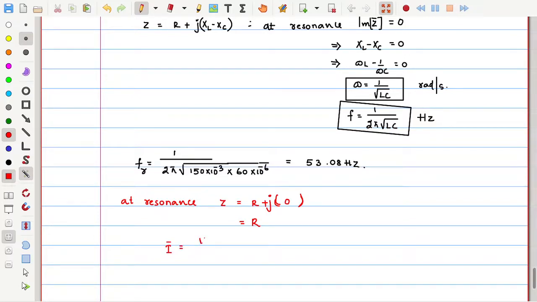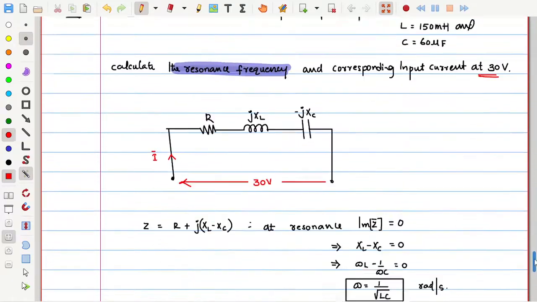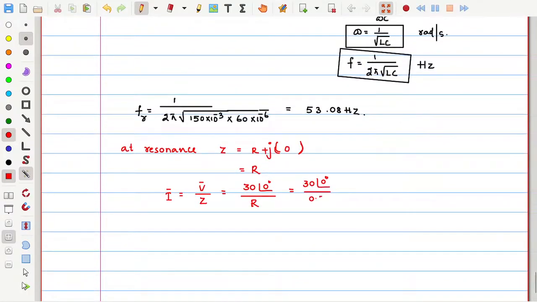Now, how much is the current? Current can be calculated as V by Z. V is simply 30 at an angle 0. If the angle is not given, that is treated as reference. Divided by the resistance, 0.3. So 30 at an angle 0 divided by 0.3. How much will we get? 100 amperes, 100 at an angle 0, or simply 100 amperes. So therefore the current is equal to 100 amperes. In this way we can calculate the current.